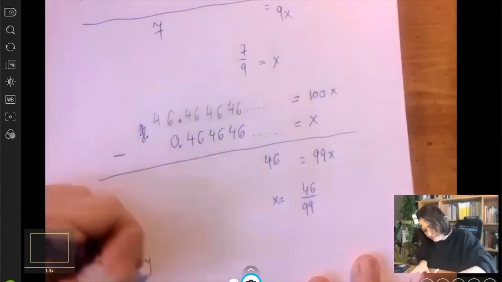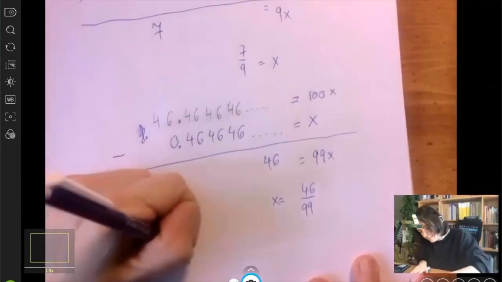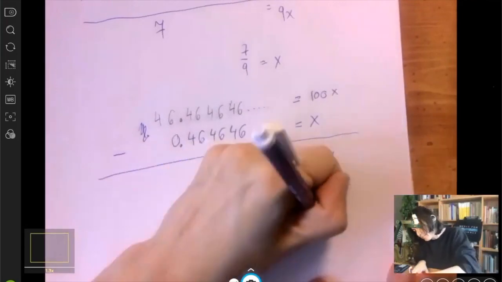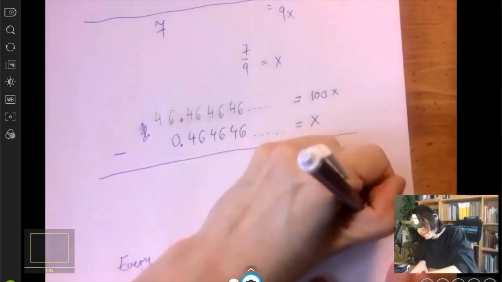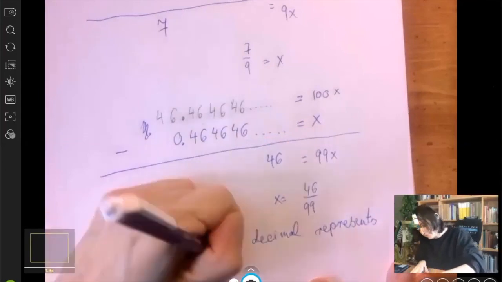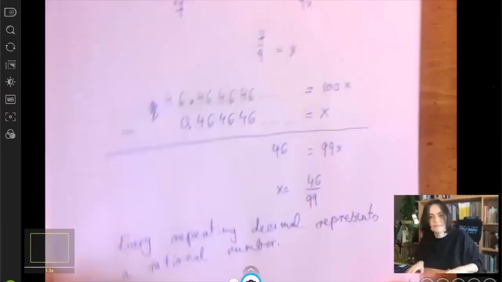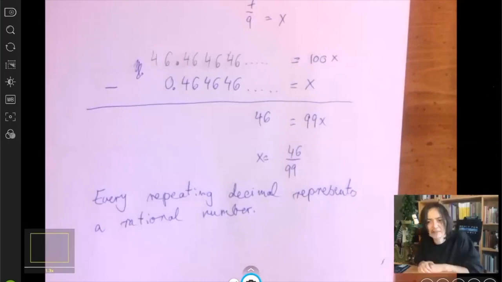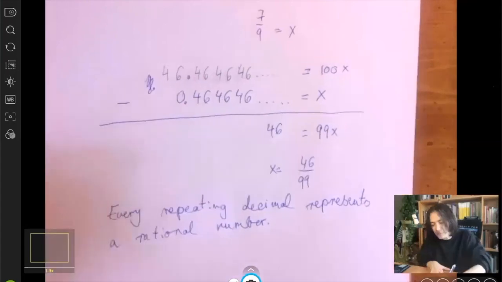So let me write down this statement. Every repeating decimal represents a rational number. What do you think, true or false? True. It is true. So if a decimal doesn't ever end, but at least it repeats, that too is a rational number. So this is proven, but you kind of see why.